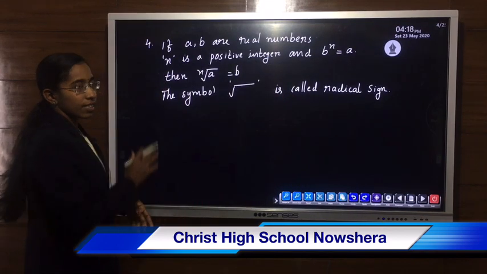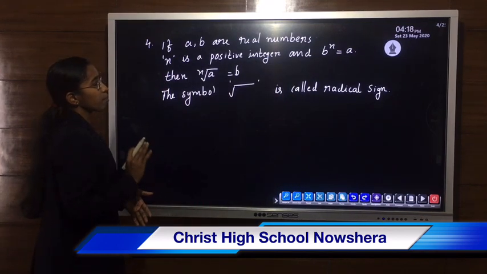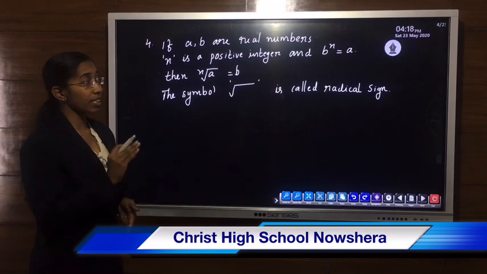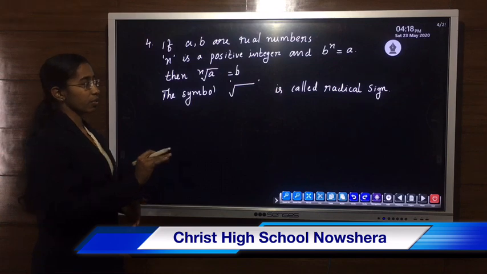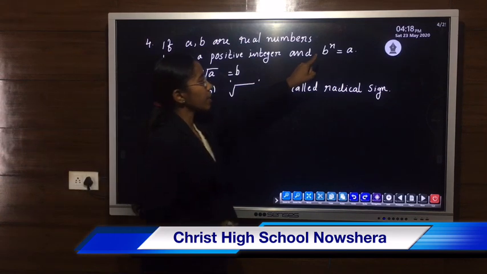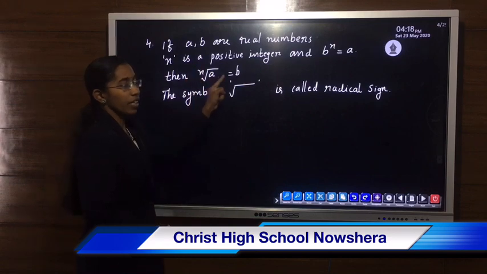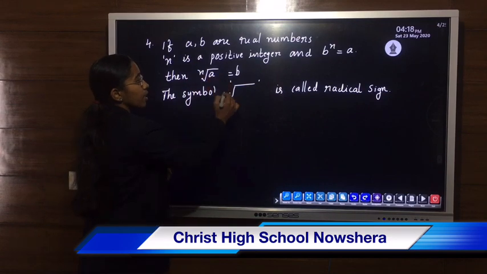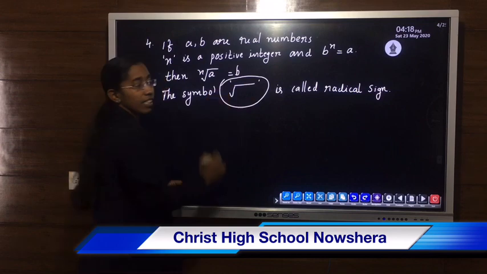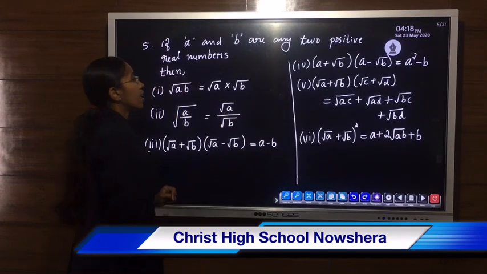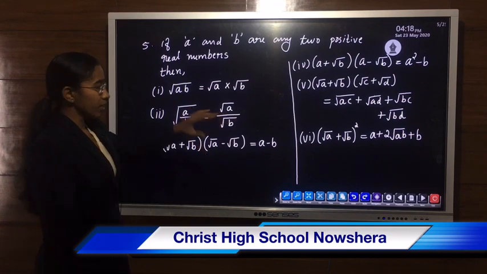And this is the next point. If a and b are real numbers, n is a positive integer and b raised to n is equal to a, this is a condition. Suppose b raised to n is equal to a, then we can write the nth root of a is equal to b, and this sign is the radical sign. These are some important equations.